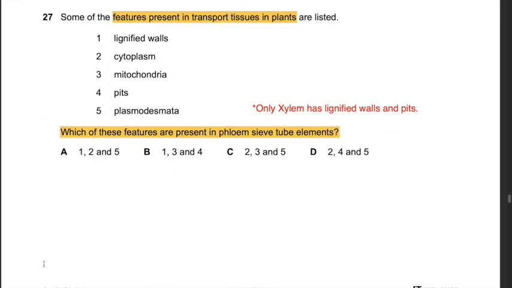Question 27. Some of the features present in transport tissues in plants are listed. 1. Lignified walls, 2. Cytoplasm, 3. Mitochondria, 4. Pits, 5. Plasmodesmata. Which of these features are present in phloem sieve tube elements? If you recall correctly, only xylem has lignified walls and pits. And since the question mentions phloem sieve tube elements, it shouldn't have 1 as well as 4. That leaves us with the answer being C, 2, 3 and 5.